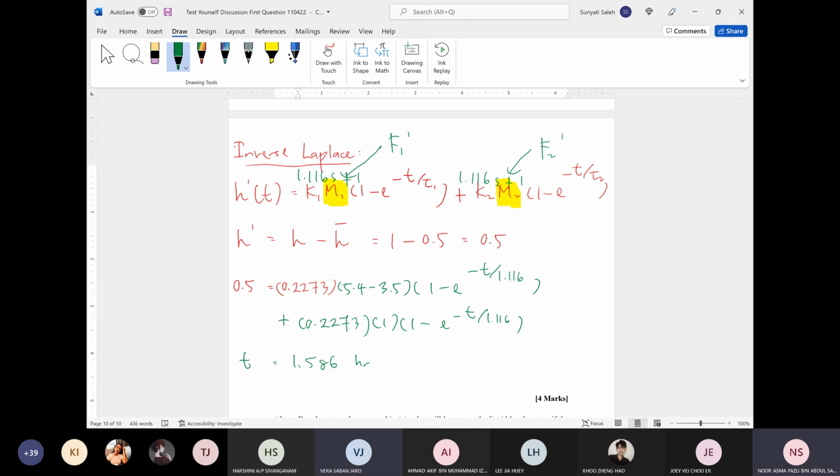Anybody else get the same answer, or you may get the wrong answer or different answers? Same answer, sir. Alright, if we have the same answer, then we can agree. So this is the answer for it. T equal to 1.586 hour. In the test or in the final exam, if you don't include the unit hour, I also accept it. No problem with the unit. As long as the value is correct, then I will accept it.